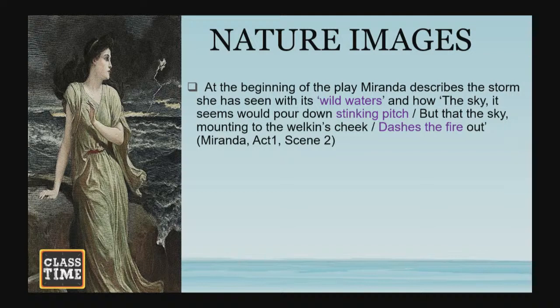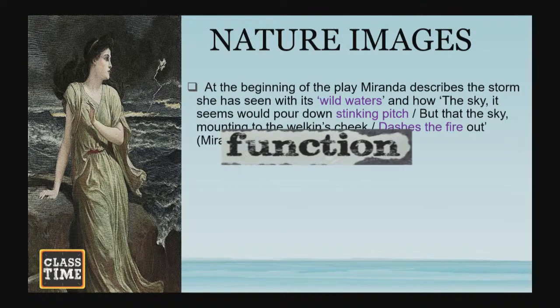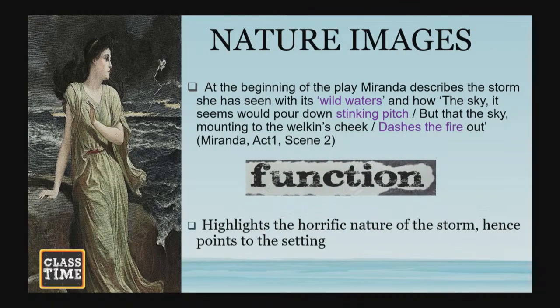Where do we go from here? So we have identified the device. Where do we go from here? To look at its function, the effectiveness. Very good. So in this case now, what the imagery does is to highlight the horrific nature of the storm. If it is highlighting the nature of the storm, which aspect of the drama is it pointing to? Is it the setting? Is it character, plot, or themes? Which of these aspects do you think it's pertaining to?